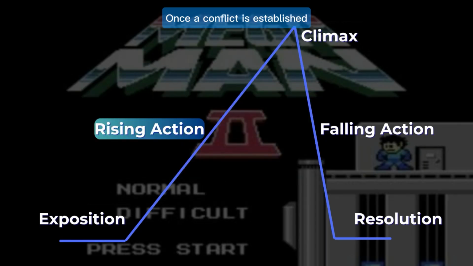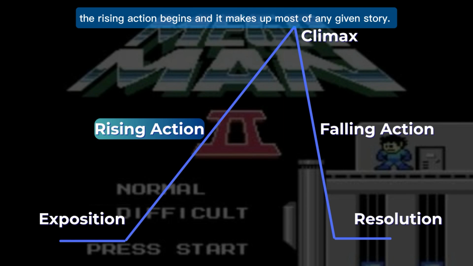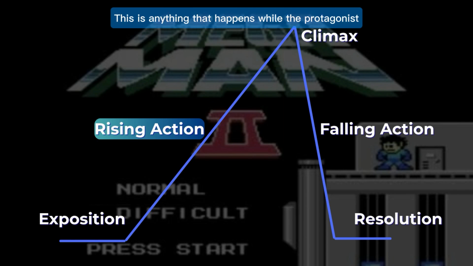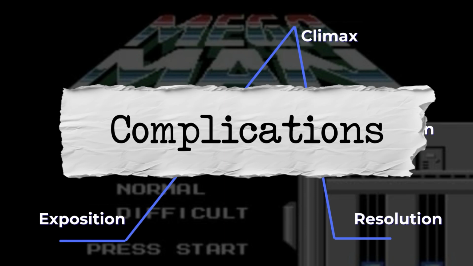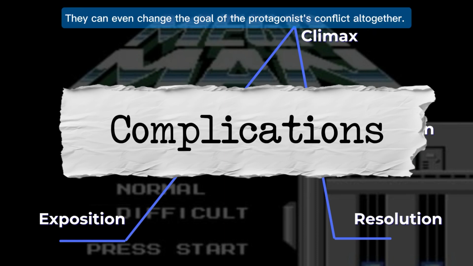Once a conflict is established, the rising action begins. And it makes up most of any given story. This is anything that happens while the protagonist is trying to achieve his or her goal. This often includes events called complications that make things more difficult on the protagonist. They can even change the goal of the protagonist's conflict altogether.